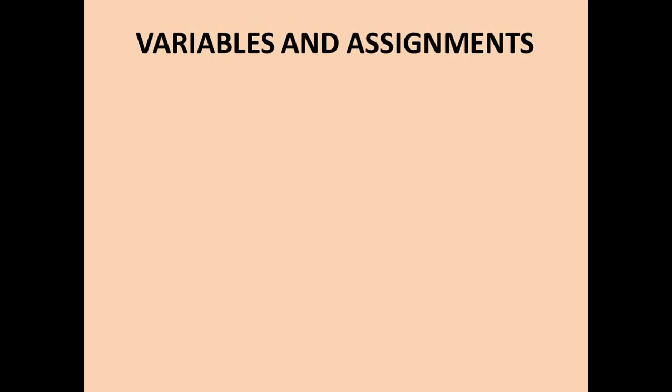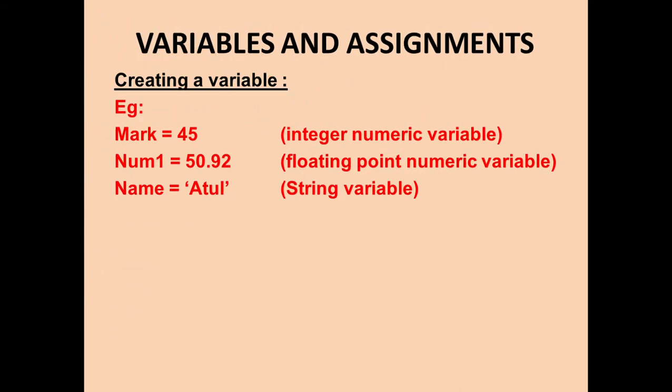Variables and assignments. So how can we create a variable in Python? It is very simple. Just initialize a variable with a value, and the variable will be created. See the example, mark = 45. So I'm creating an integer numeric variable. In the next line, num1 = 50.92. So I'm assigning a floating point number. So the num1 variable will become a floating point variable. Next, name = Atul. Some string I have given. So this name will become a string variable.